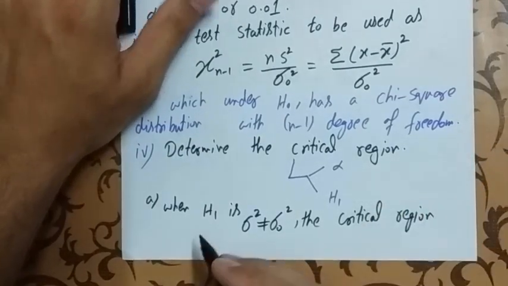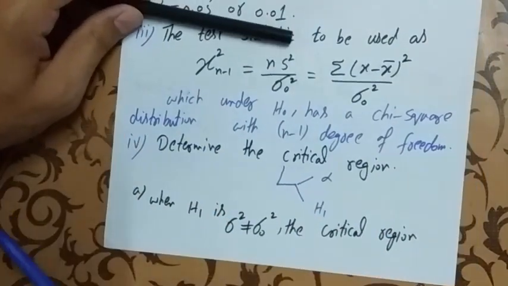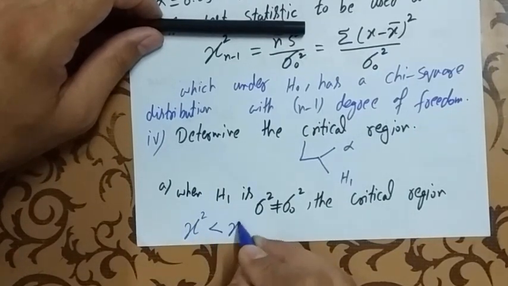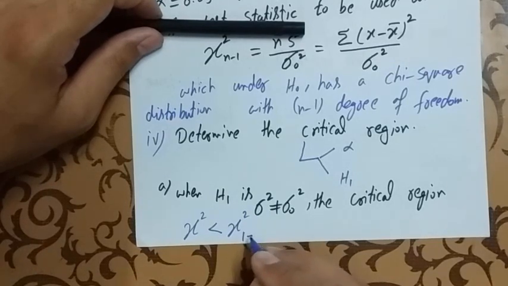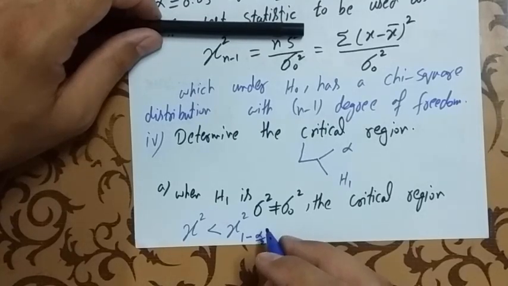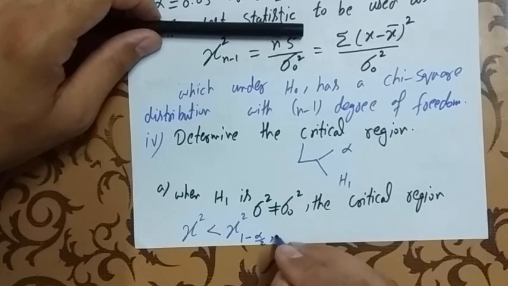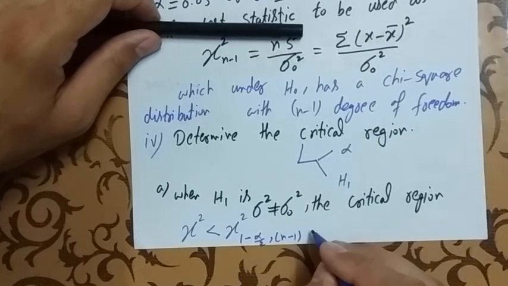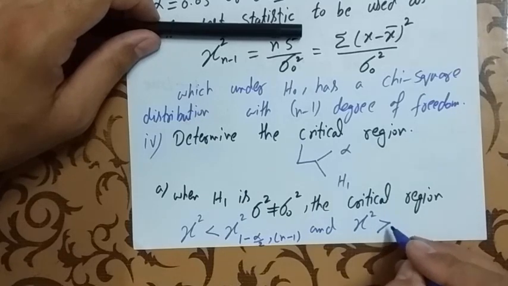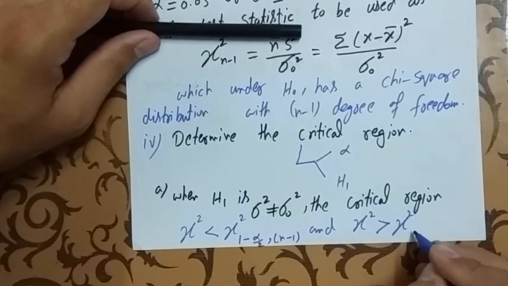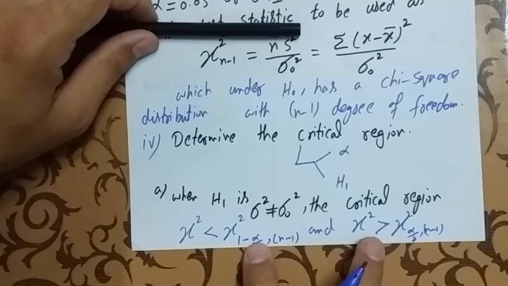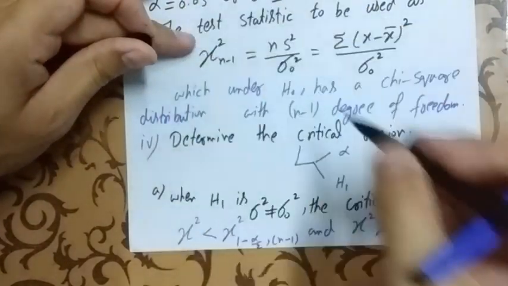Then its result is chi square less than chi square 1 minus alpha by 2, comma n minus 1 degrees of freedom, and chi square greater than chi square alpha by 2, comma n minus 1 degrees of freedom. This shows it makes a two-tail test.